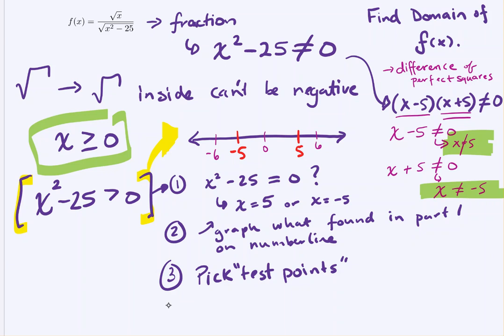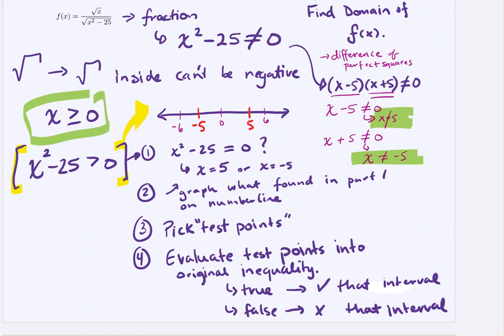Now with these test points, you are going to evaluate the test points that you found in the original inequality. In our case, that's this. And you're either going to get a true or a false statement. If it's true, then you just put a check over that interval that involves that test point.